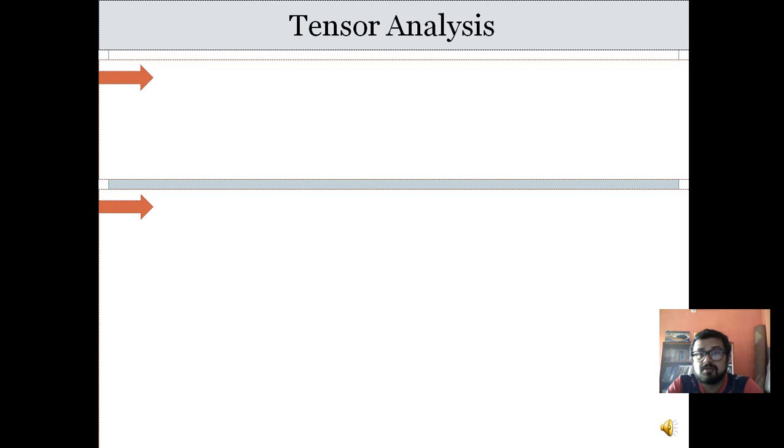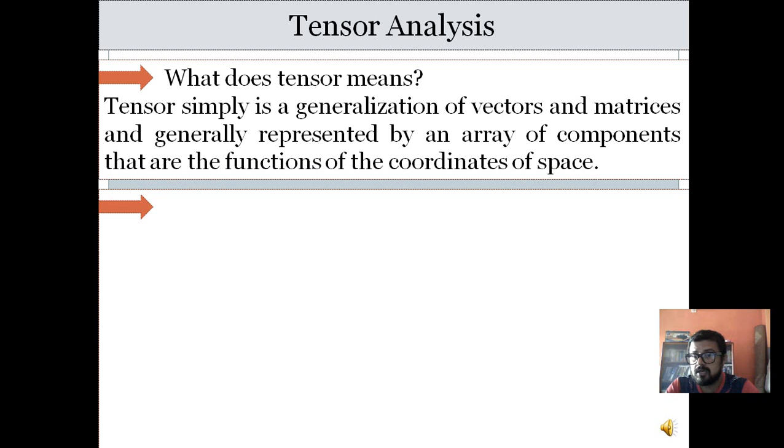Today I am going to talk about one of the important topics from mathematical physics, that is tensor analysis. First of all, I want to describe tensor. What does it mean? A tensor is generally a combination of both matrices and vectors, and they are generally represented by an array of components. The array of components may be t1, t2, t3, and these components may be heading along x, y or z axes and are generally represented as a function of coordinates of space.